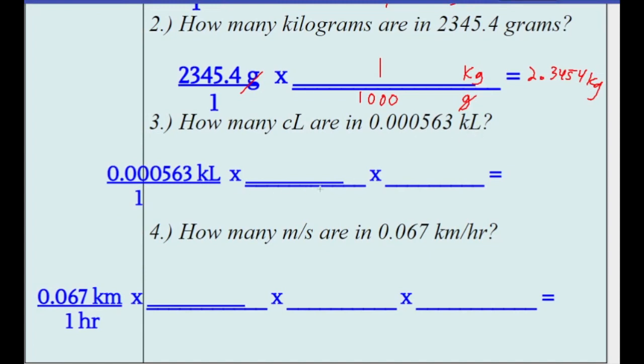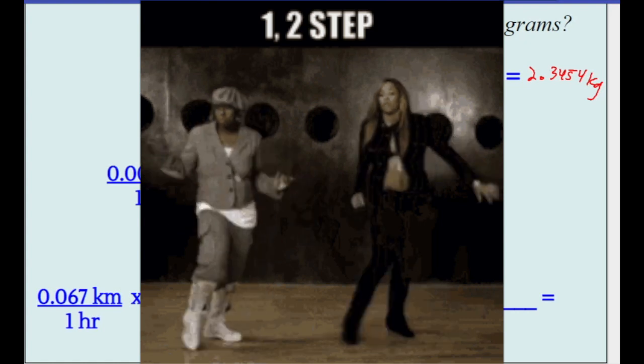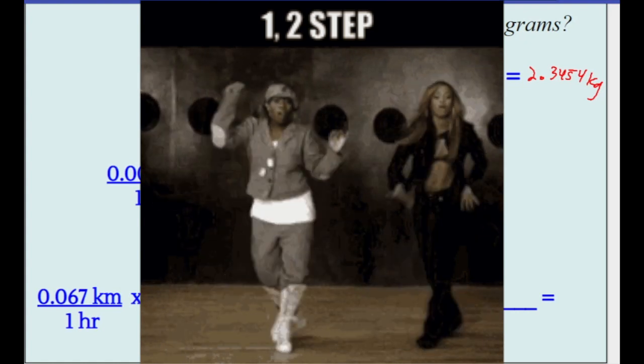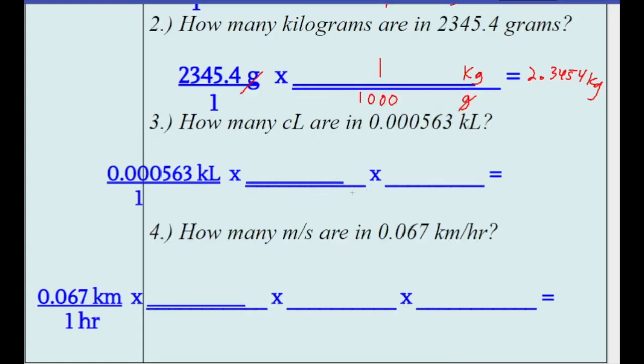Next one says how many centiliters are in this many kiloliters. So this is going to require a two-step process. The first one is to go from kiloliters into regular liters. We have kiloliters on top. Let's put kiloliters on the bottom, regular liters on top. We know that 1,000 liters is equivalent to 1 kiloliter.